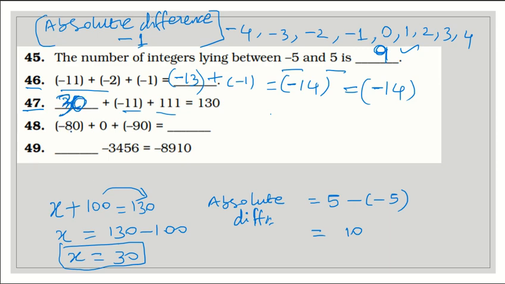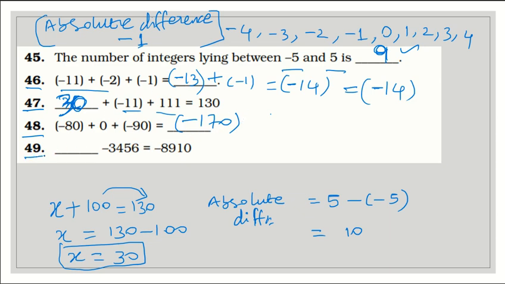Now coming to question number 48, minus 80 added to 0 gives minus 80 only, and minus 80 now added to minus 90 gives minus 170, because these two are negative integers and their sum is just done without considering their sign, which is 170, and place a minus sign in front of it. Sum of two negative integers, sum of three negative integers is always negative.